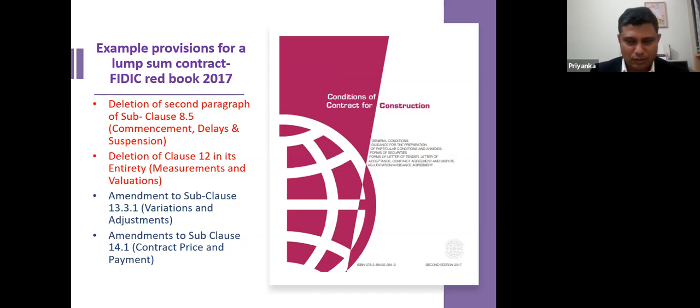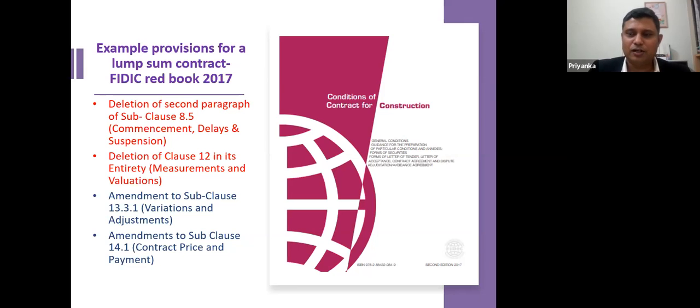Now, someone asked me what is the golden principle that the quantities are not remeasured in a lump sum contract. In this part of the world, because we are confining our discussion here to the FIDIC Red Book, that particular rule is based on this deletion of clause 12. I will explain to you in depth when I'm explaining this particular clause. And then there is the amendment to subclause 13.3.1.